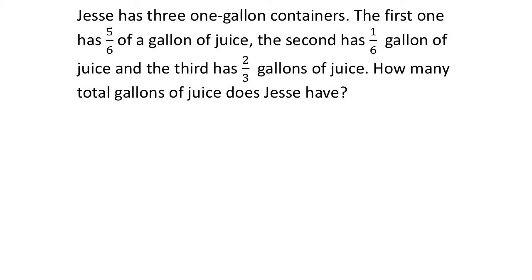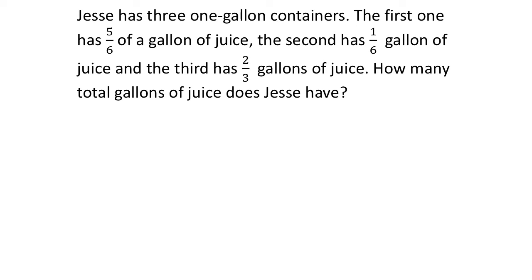All right, here's one of our favorites, a word problem. Jesse has 3 1-gallon containers. The first one has 5/6 of a gallon of juice, and the second has 1/6 gallon of juice, and the third has 2/3 gallons of juice. How many total gallons of juice does Jesse have?